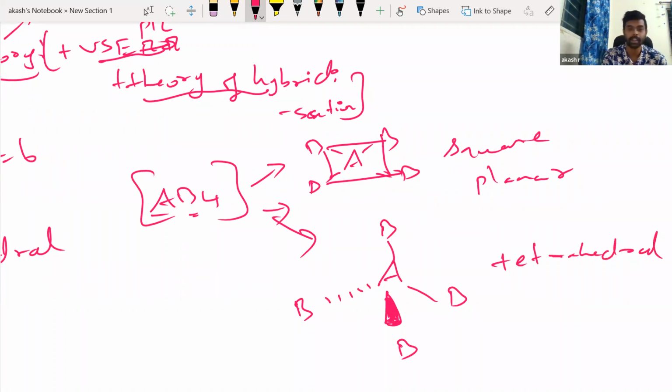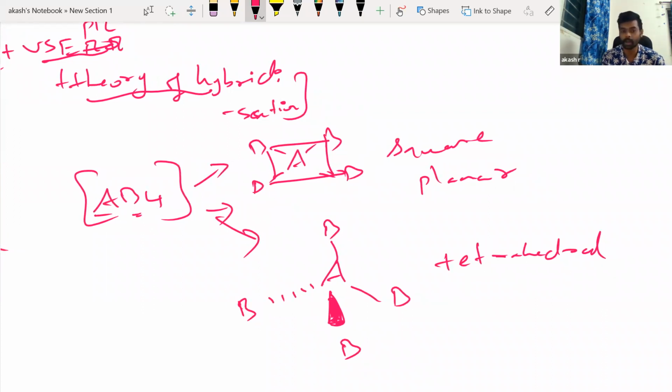Now, if you remember, this wedge represents what? This wedge, when we wrote it, what does it represent? Anybody knows?